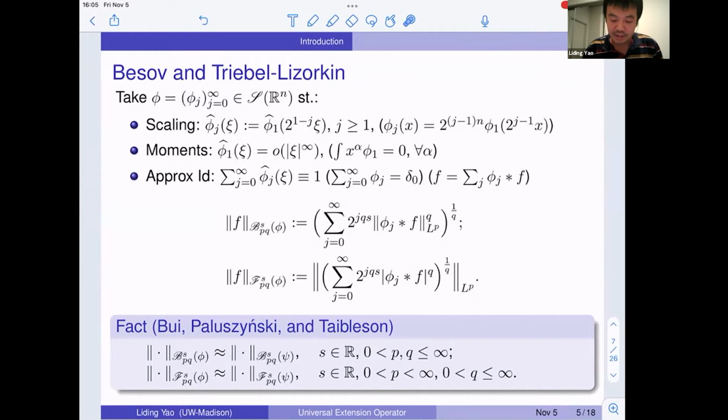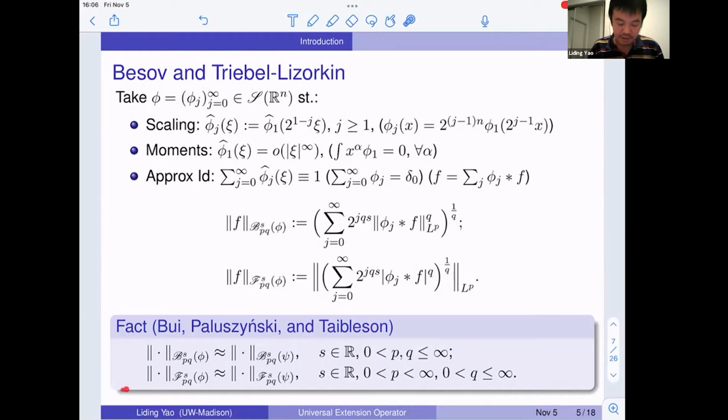So once we have this, then we can talk about the decomposition of f into the sum of this kind of Vj convolved with f. Then when we raise it to the power of 2^{js}, and if we take the L^p integral, then the L^q norm, then we get the Besov norm. And if we take the L^q sum, and then the L^p integral, then we get the Triebel-Lizorkin norms. Certainly this norm depends on the choice of phi, but one can show that different kinds of phi will result in equivalent norms.